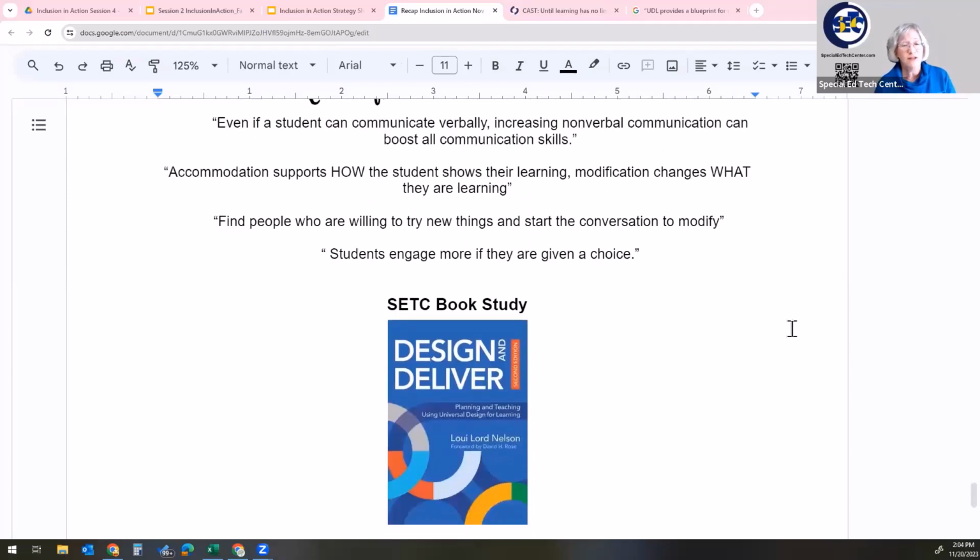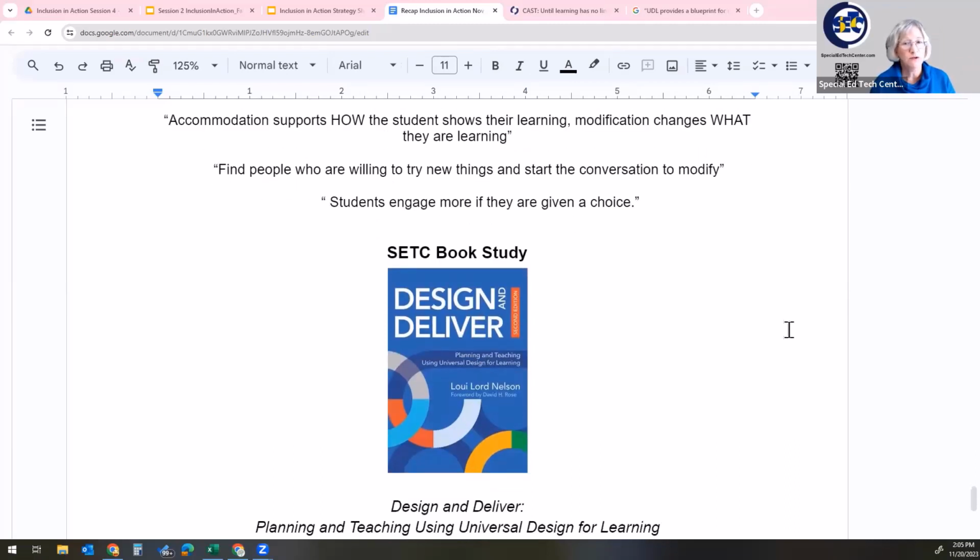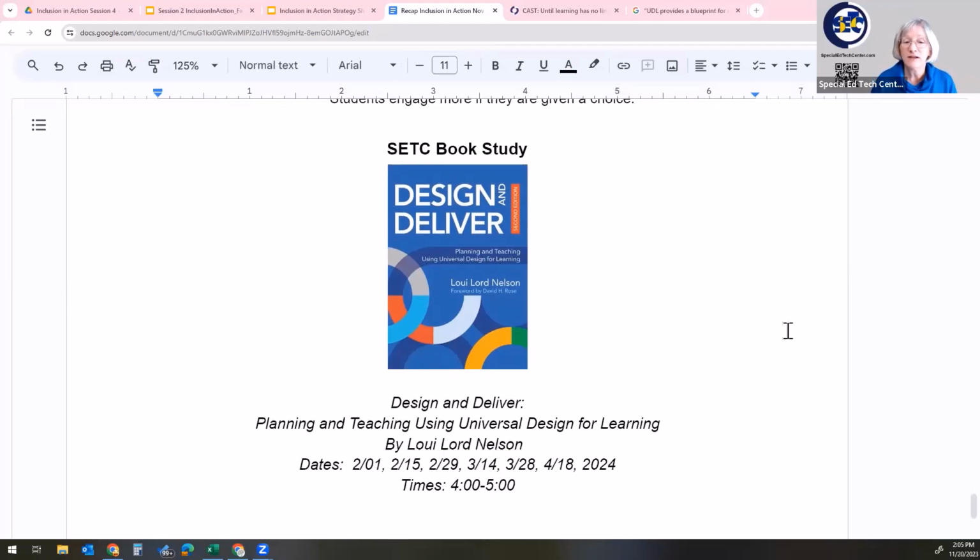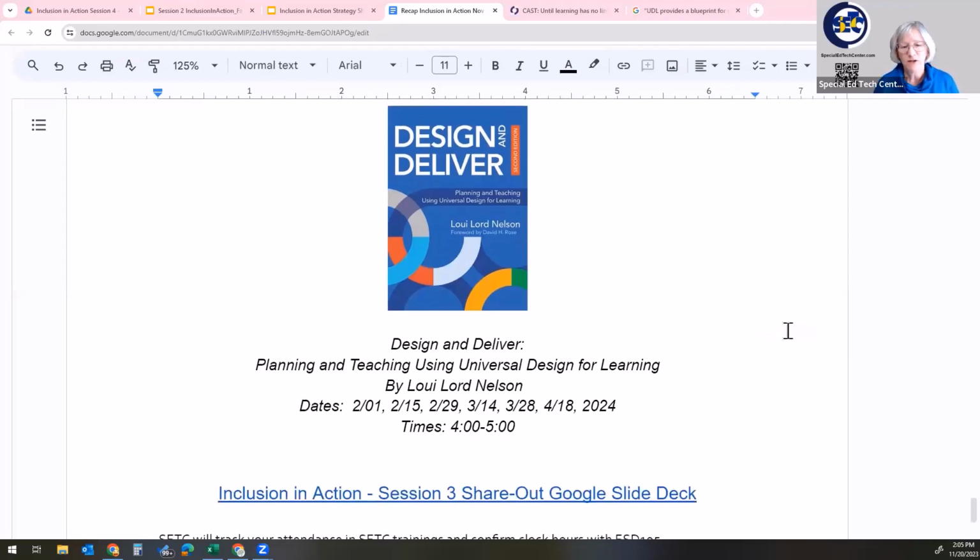Before we leave you today, we do want to just let you know that the Special Ed Technology Center is going to do another book study this coming winter and spring. It'll start in February on Design and Deliver, planning and teaching universal design for learning. So if you want to learn some more specific strategies for this, we would encourage you to register for this book study. It starts in February and it meets on Thursday nights going through the middle of April. Not every Thursday night though. So there's the information on that.